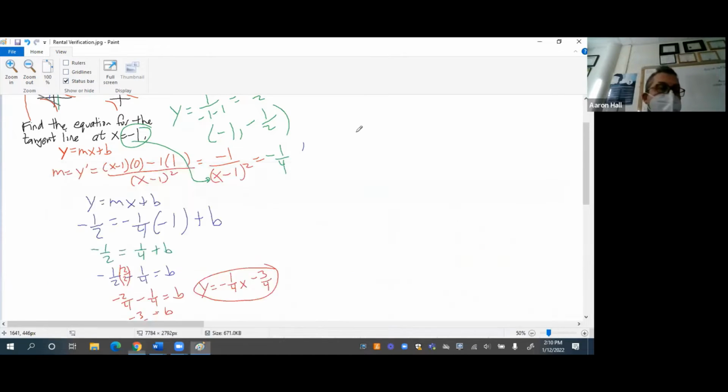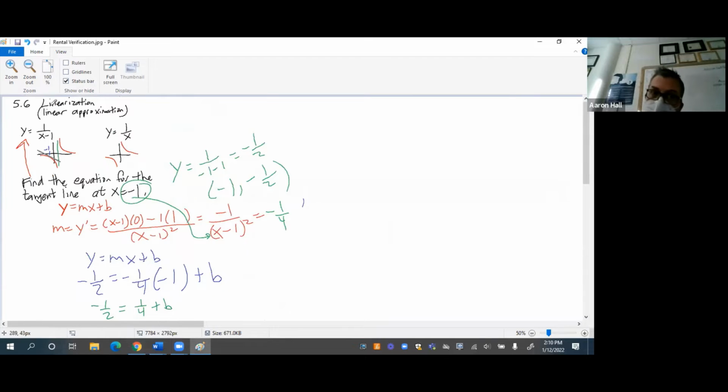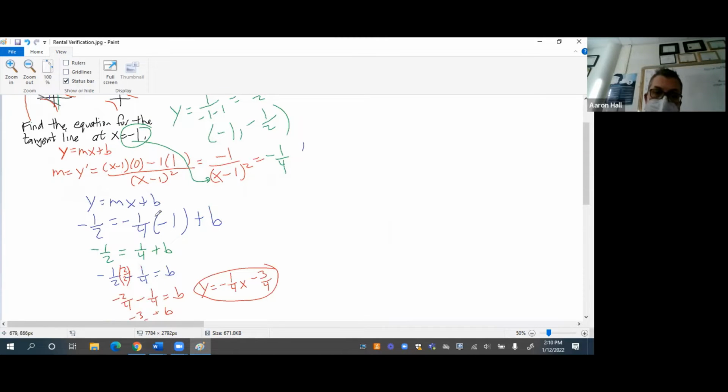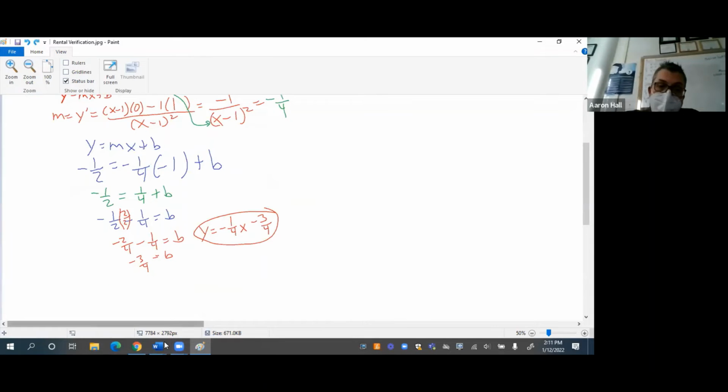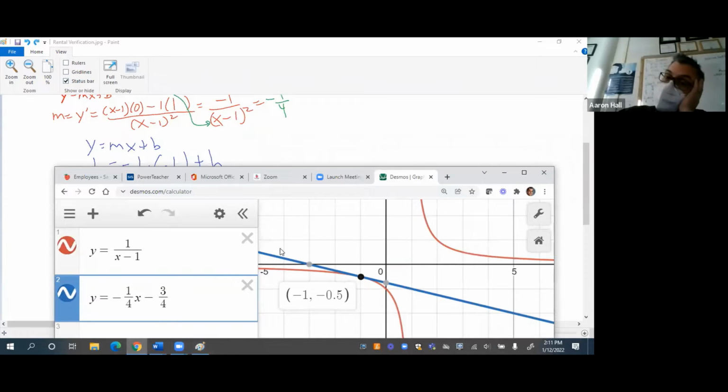Okay, now we've done this before, right? This isn't the first time we've done a problem like this. But now I want to talk about this new idea of what is called linearization, or it can also be called linear approximation. I'm going to use the blue equation to calculate values for the red equation.